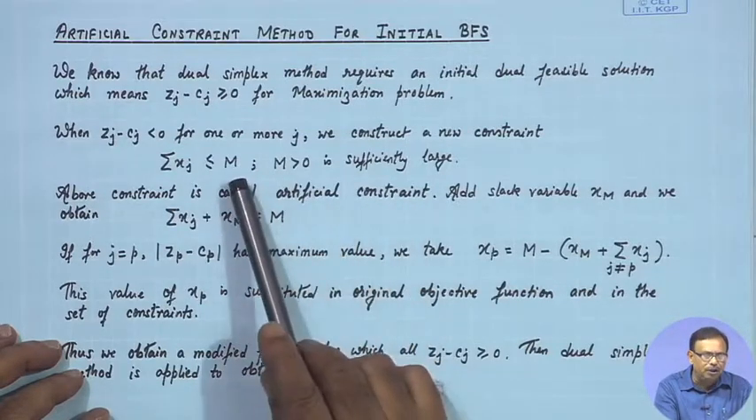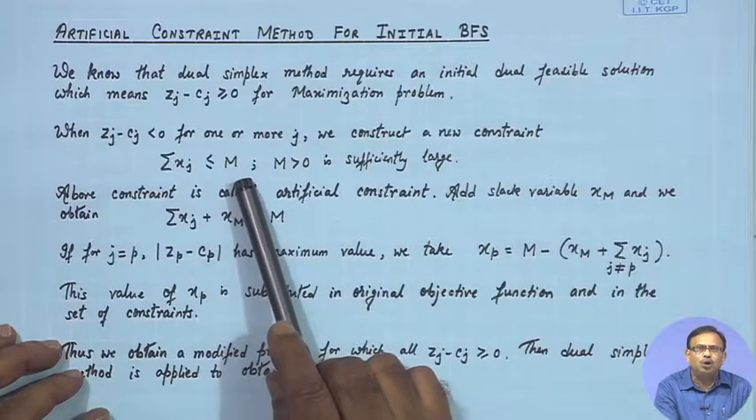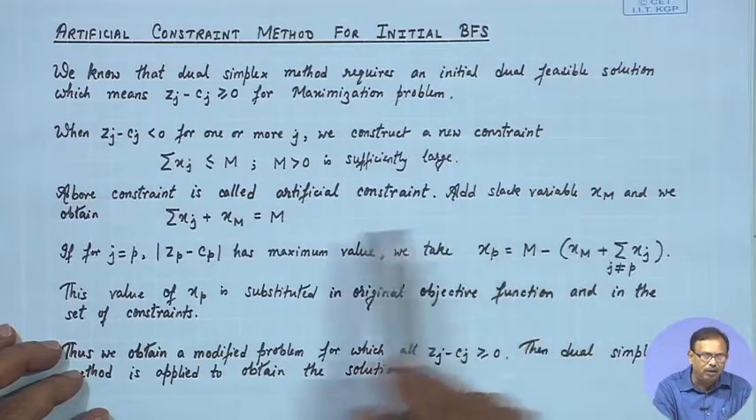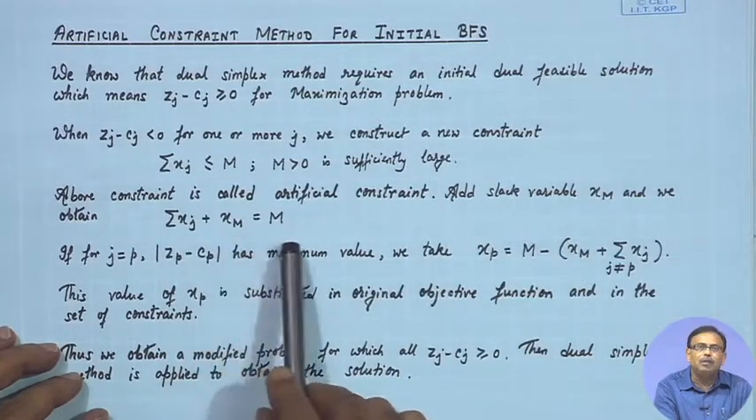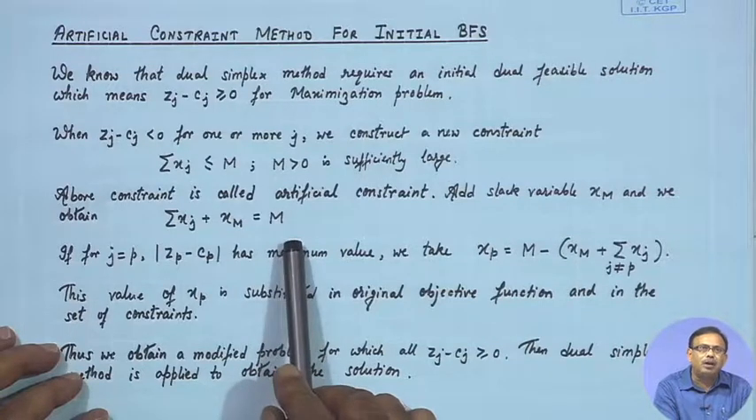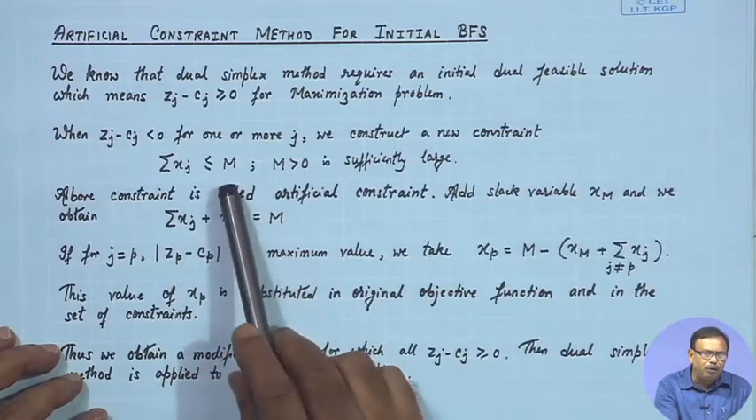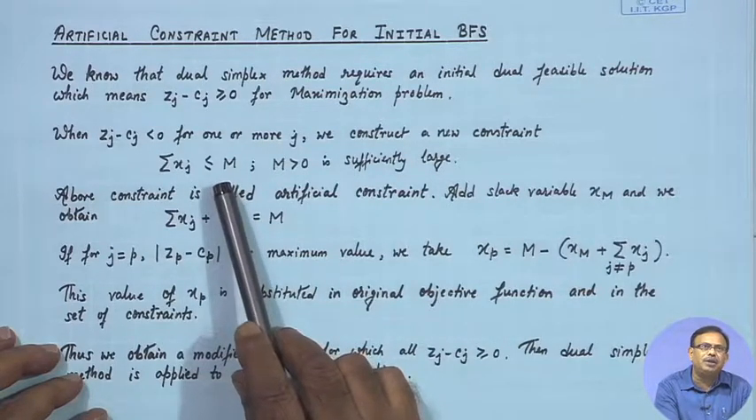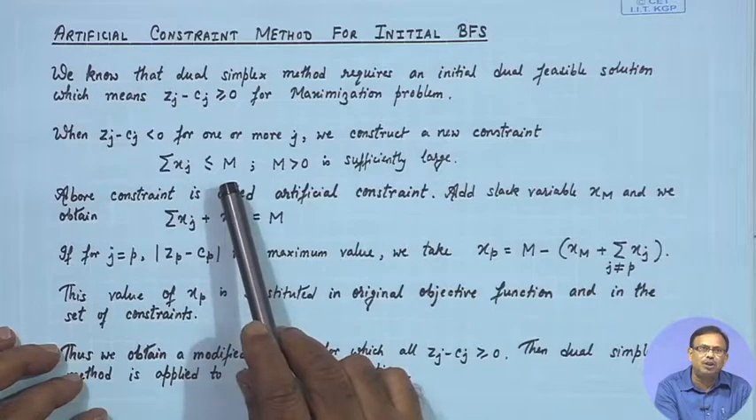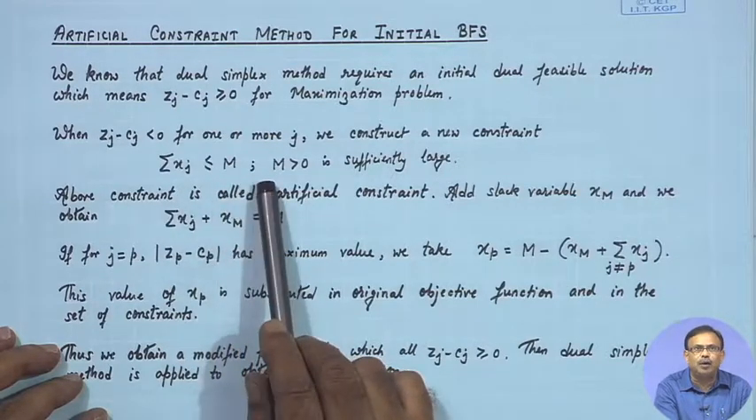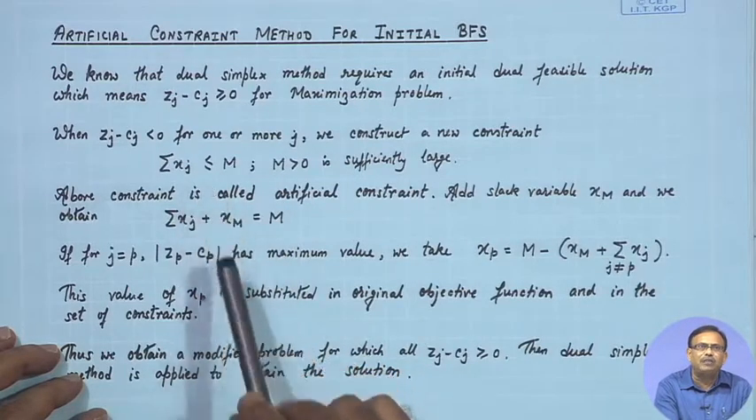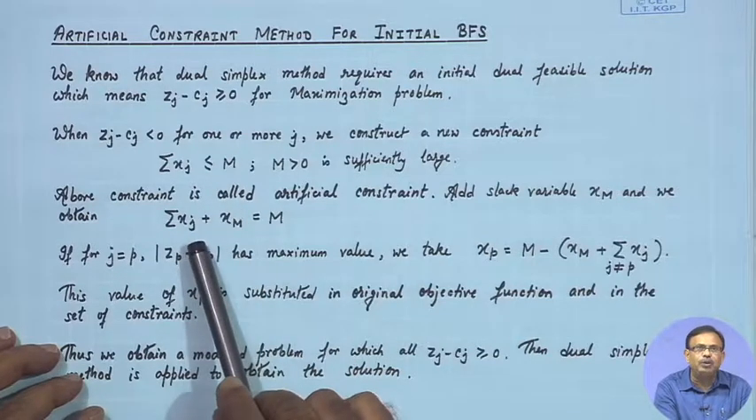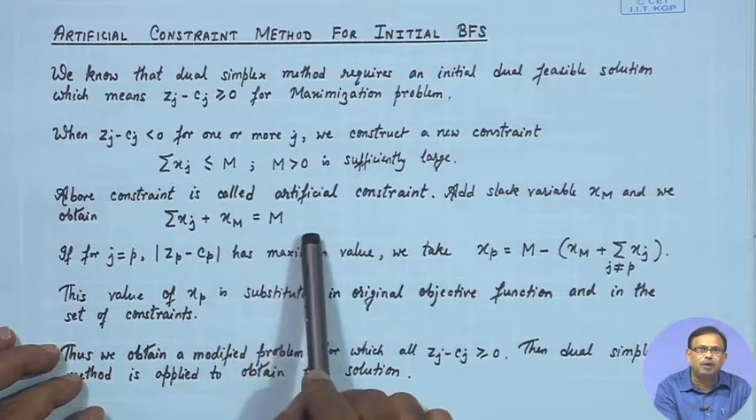Since this new constraint is less than equals type, to make it equality, we have to add one slack variable, say x m, and we obtain summation over x j plus x m equals capital M. So, basically we are adding a new constraint at first for which z j minus c j is less than 0 for one or more j. So, summation over x j less than equals capital M. Then using a slack variable we are making this less than equals type into equality type: summation x j plus x m equals M.